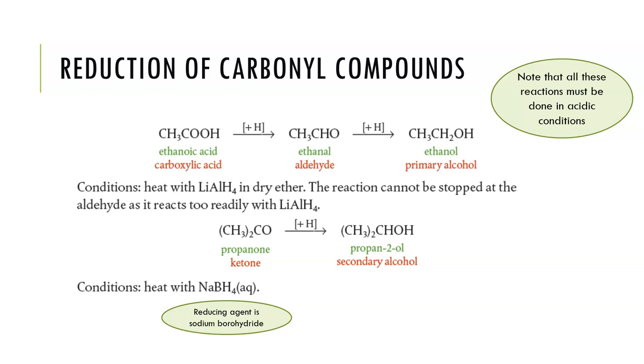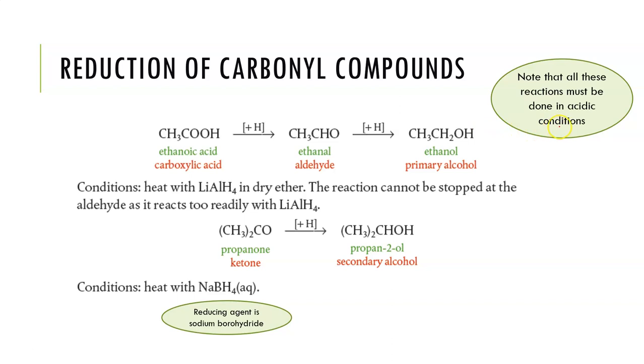The other thing we can do is look at the reduction of carbonyl compounds such as carboxylic acids and ketones. Again, we heat these with lithium aluminium hydride in dry ether, and it can't be stopped at the aldehyde because it reacts too readily with the strong reducing agent. It goes via the aldehyde, but this is an intermediate that we can't isolate, and then we get ethanol from our ethanoic acid, our carboxylic acid.